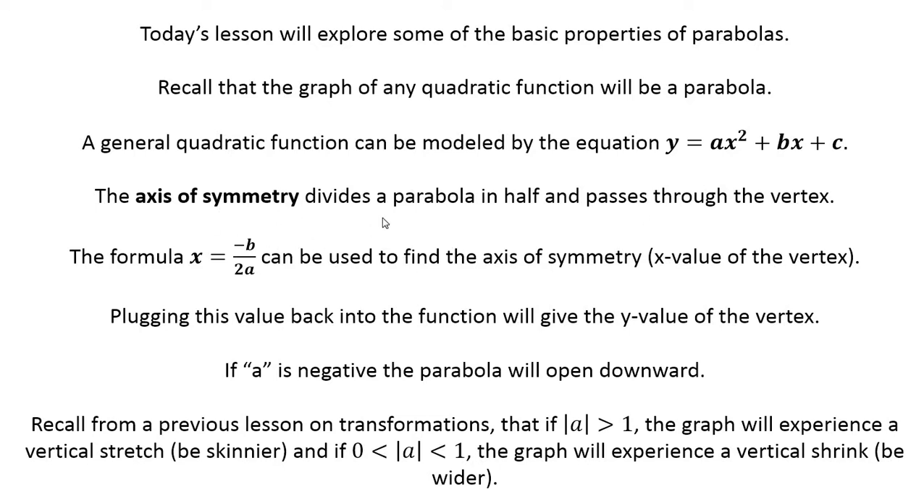The axis of symmetry divides that parabola in half, and that line goes right through the vertex of the parabola. Now, I don't think we've seen this before, so definitely make note of this. This formula, x equals negative b over 2a, can be used to find the axis of symmetry. Note that it will also give us the x value of our vertex because it passes right through the vertex. So negative b over 2a, that's an important formula for you to make note of. Again, that's if it were in the general form, ax squared plus bx plus c.